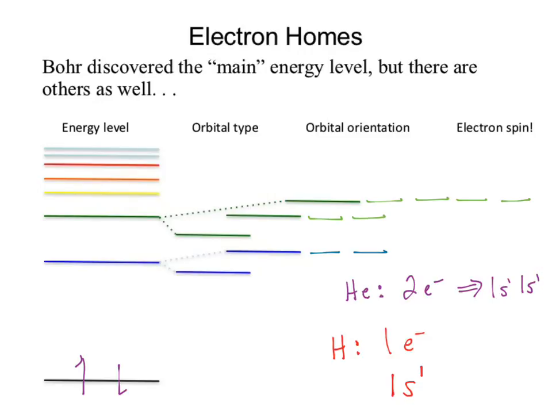If I'm just looking at helium now, could I simplify that? I have the 1s orbital, and in that 1s orbital I have 2 electrons. There's my simplification. Kind of make sense? Okay.